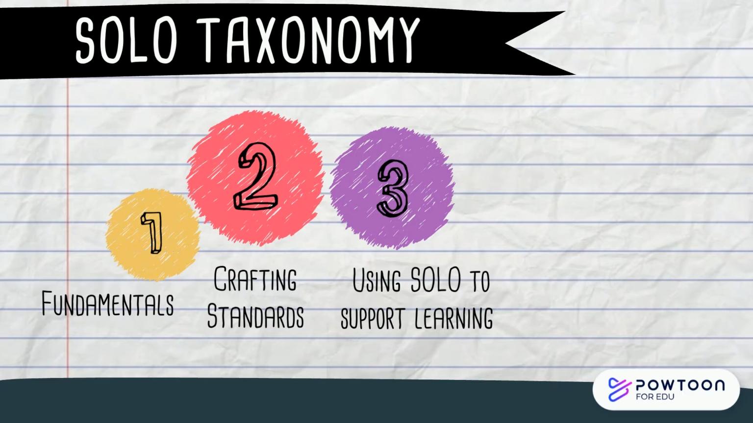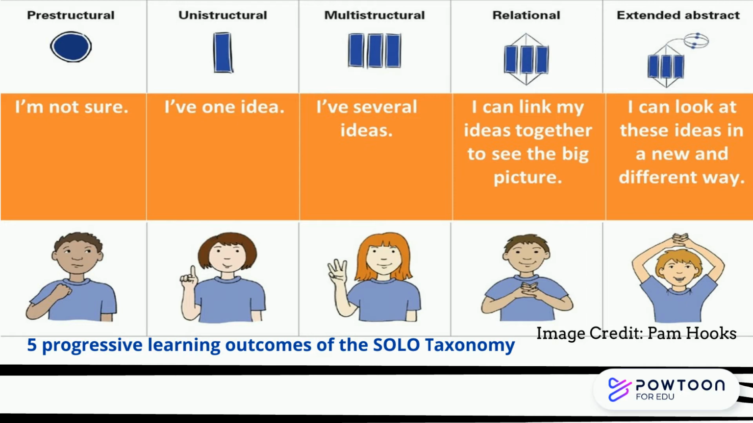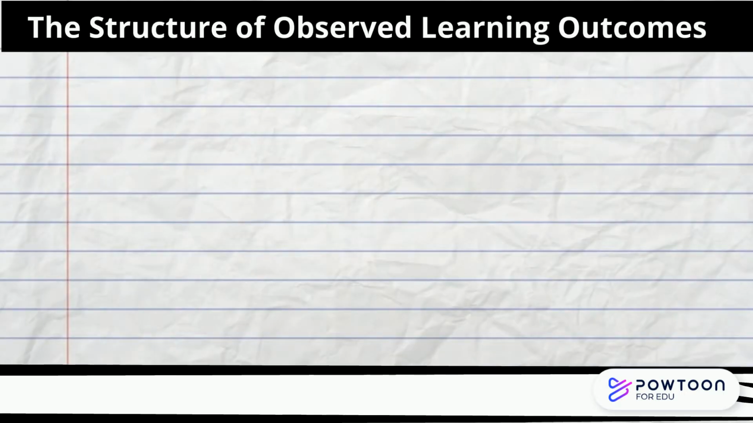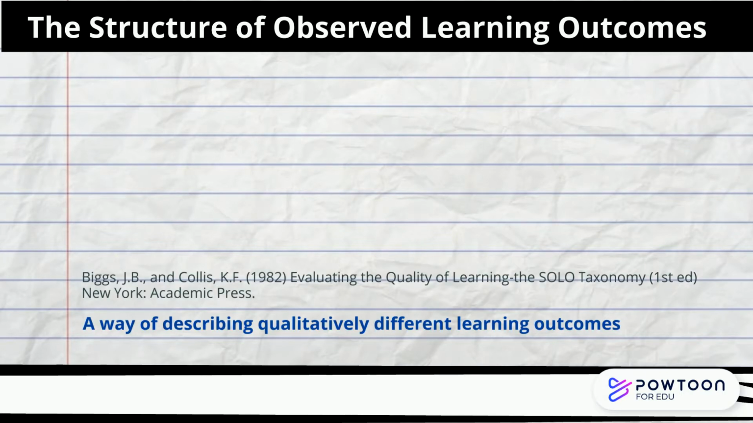Let's take a look at this visual representation of the Solo taxonomy. Here, we see 5 progressive learning outcomes being depicted in terms of qualitative differences in students' responses. SOLO stands for the Structure of Observed Learning Outcomes. It is a taxonomy developed by Biggs and Collis in 1982 as a way of describing qualitatively different learning outcomes.